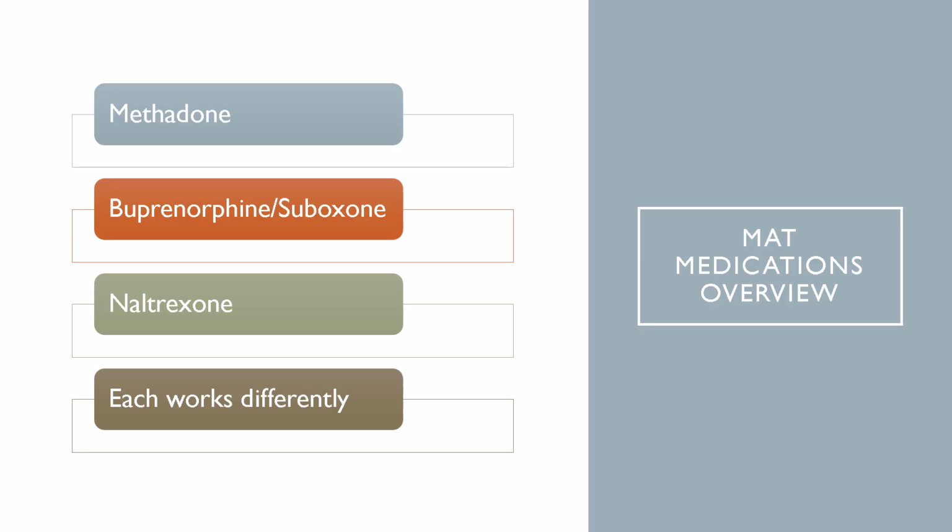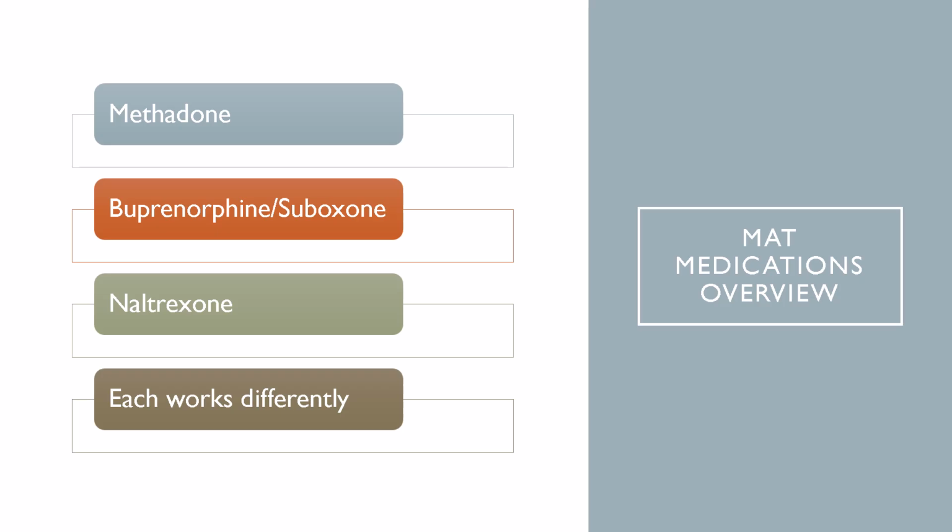And naltrexone is going to work differently. It's an opioid antagonist, which means that it's blocking the opioid receptors instead of activating them. And each of these medications has a different purpose, a different structure, a different clinical fit. So it's important not to lump them together as if they're all the same.